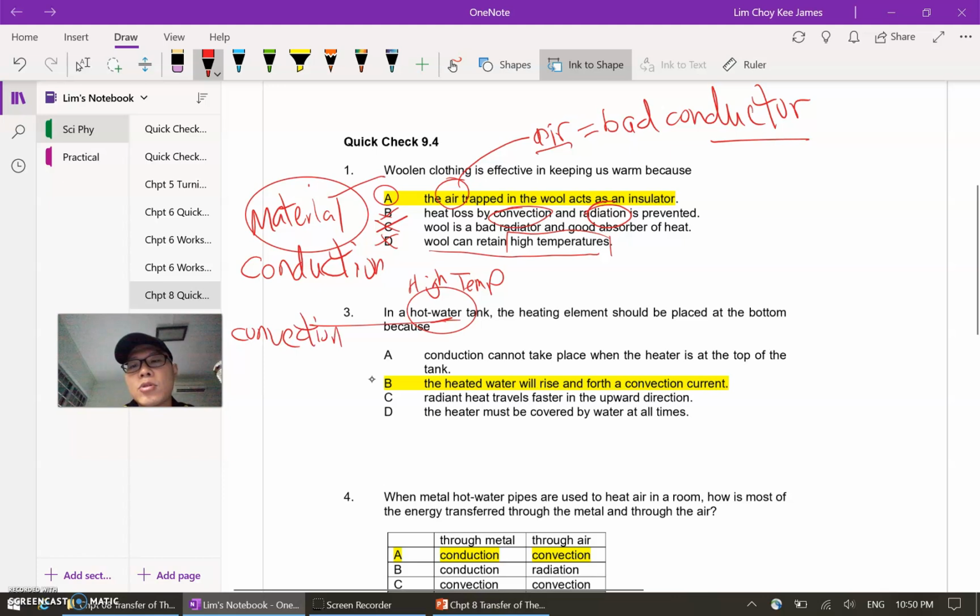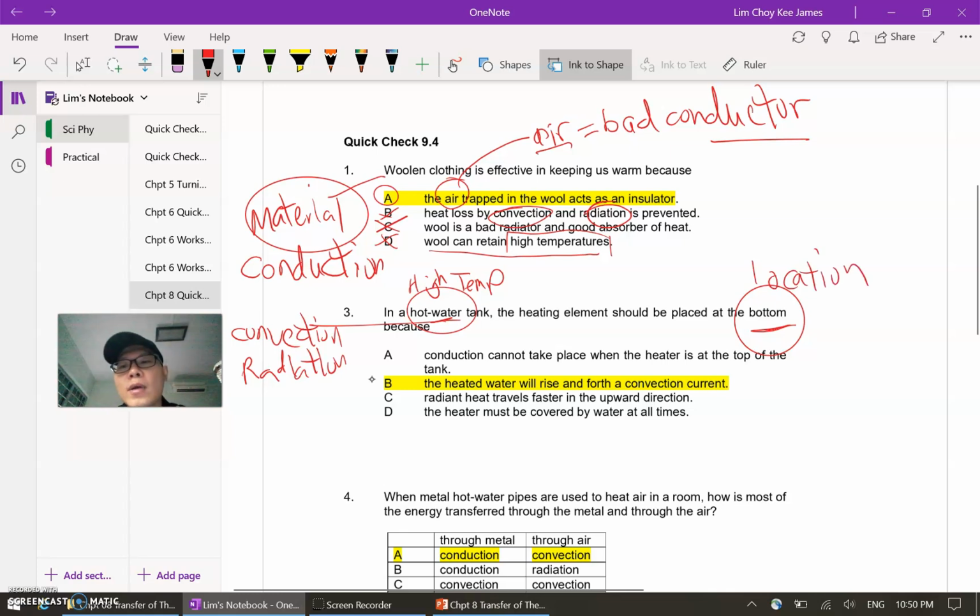Of course, high temperature could also mean radiation. So if you look at these two methods, the key thing we have to look out for is the second clue. Based on the question, the second clue that's given is placed at the bottom. In this case, we have what we mean by locations.